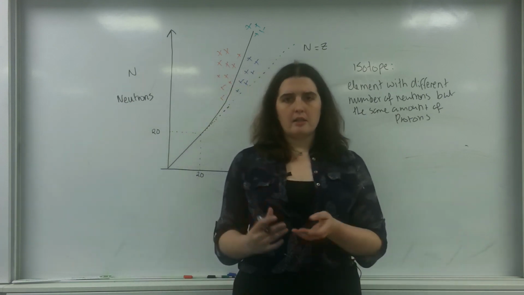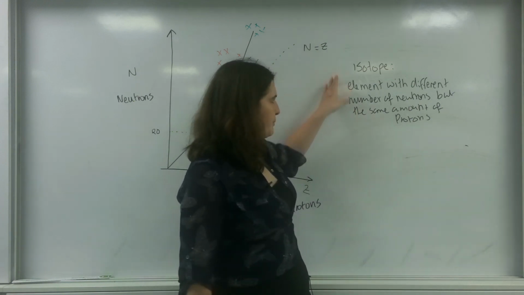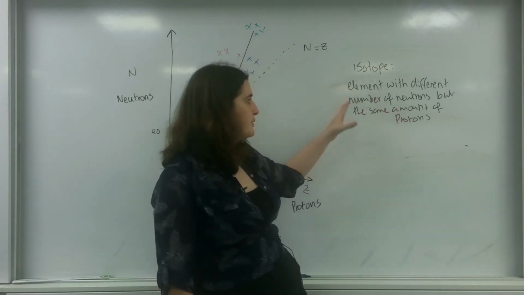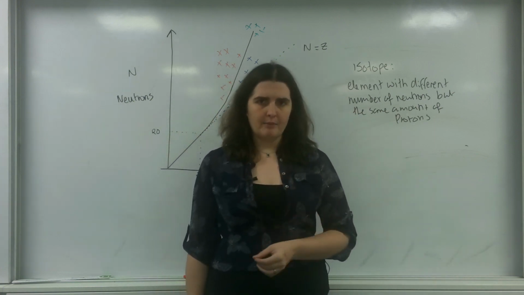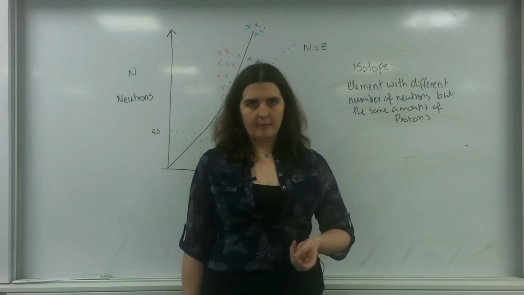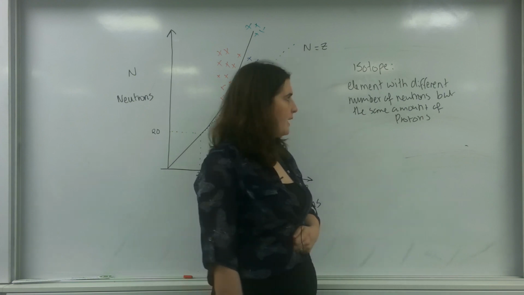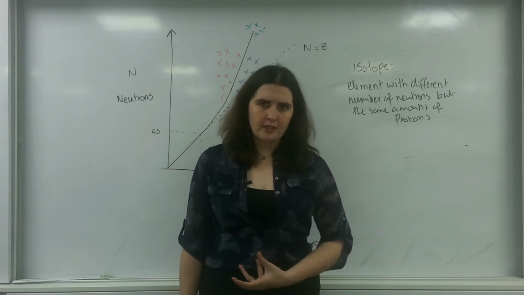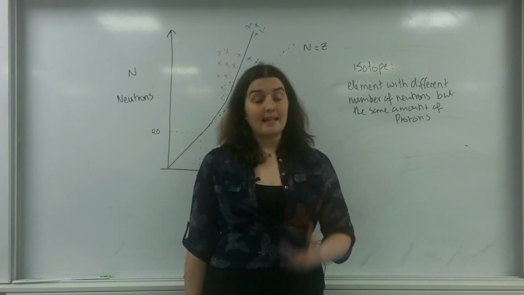Now, when it becomes unstable is when we start looking at isotopes. Isotopes are elements with a different number of neutrons but the same amount of protons. If you change the proton number of any element, you change it to a new element. So if you add a proton to helium, you will change that to lithium. Okay? But you can keep adding neutrons to helium and it will stay as helium, but it will be unstable.